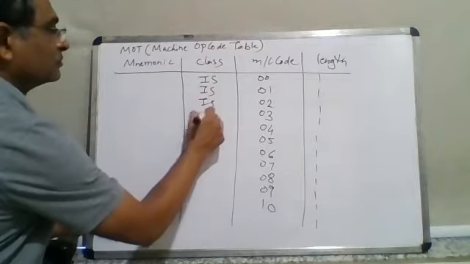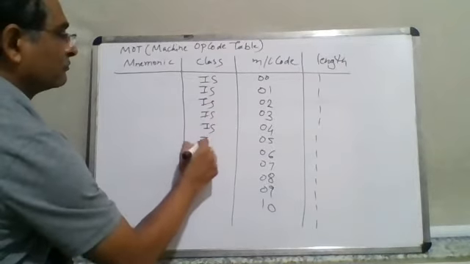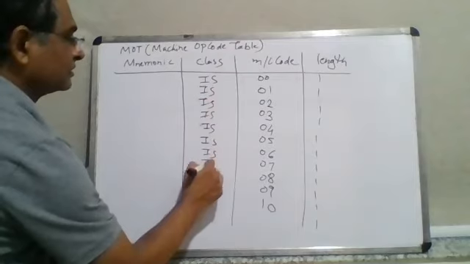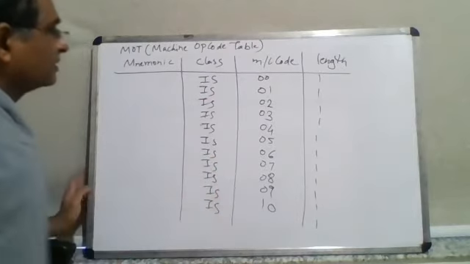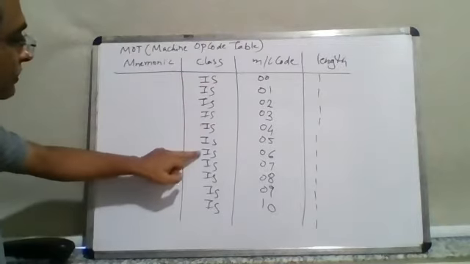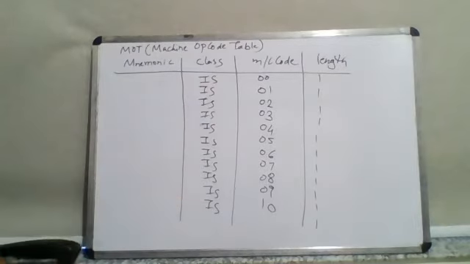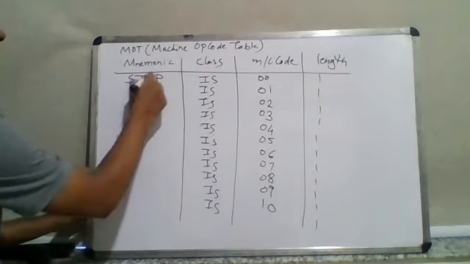I mean 0 to 10: 0, 1, 2, 3, 4, 5, 6, 7, 8, 9, 10. Right. And the various mnemonics here will start with something like STOP, then SYMBOL.